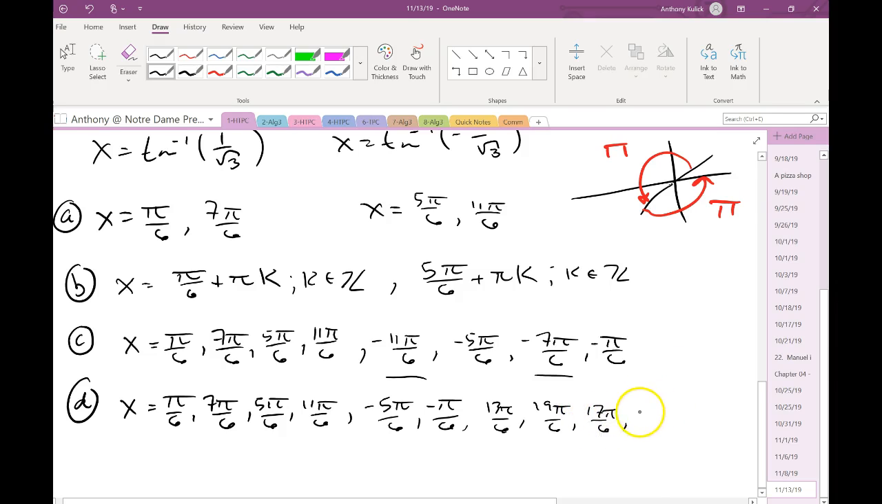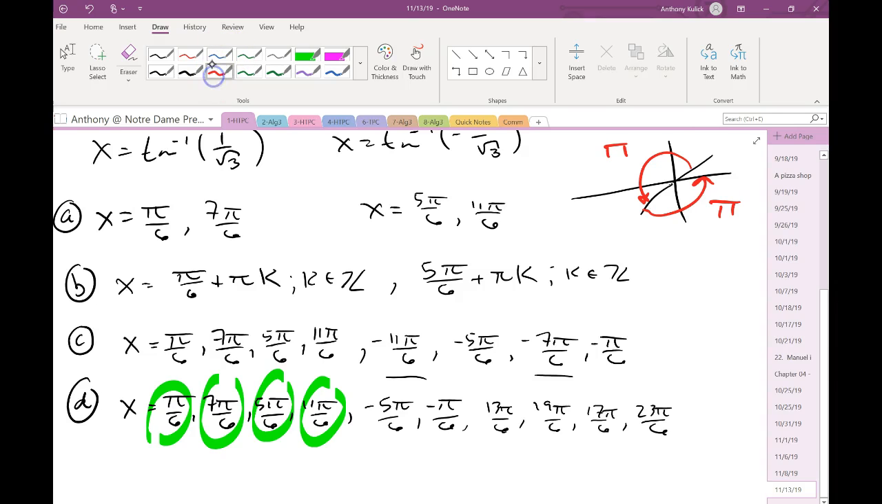Yep. Wait, so you're at 17 points, or is that 13, 19, 17, 23? Where did I get those numbers? I added 2 pi to each of these first 4.